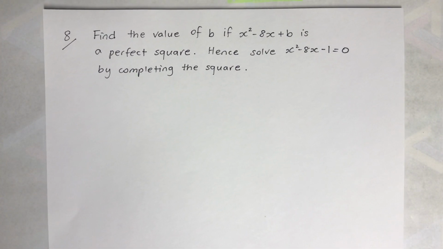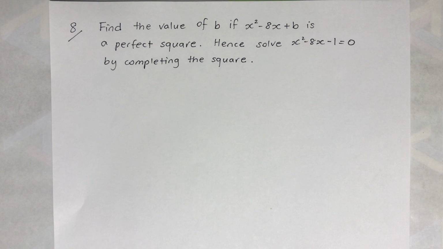Okay, question 8. Find the value of b if x squared minus 8x plus b is a perfect square. Hence solve x squared minus 8x minus 1 equals 0 by completing the square. Now there is a video that I've just done for completing the square, so you want to have a look at it. If you don't remember, that will be helpful. Okay, so let's have a look.